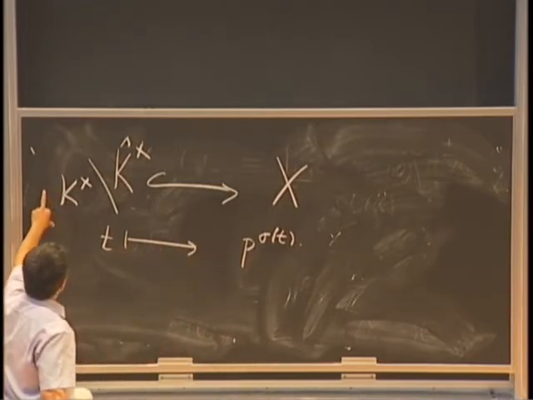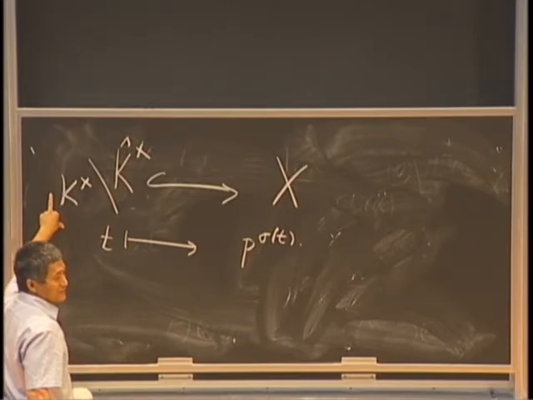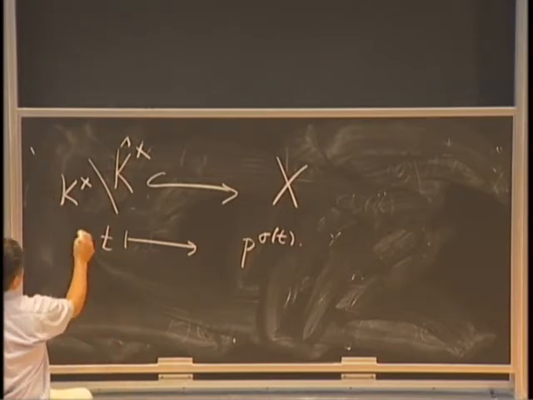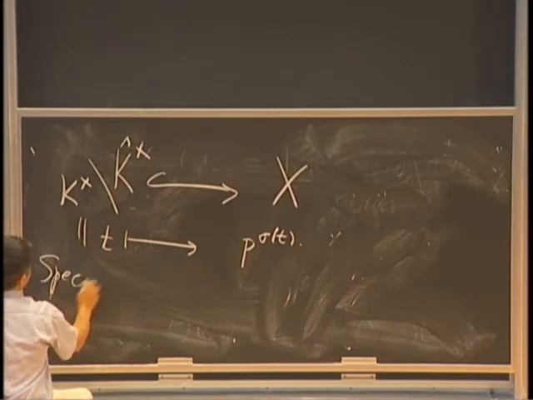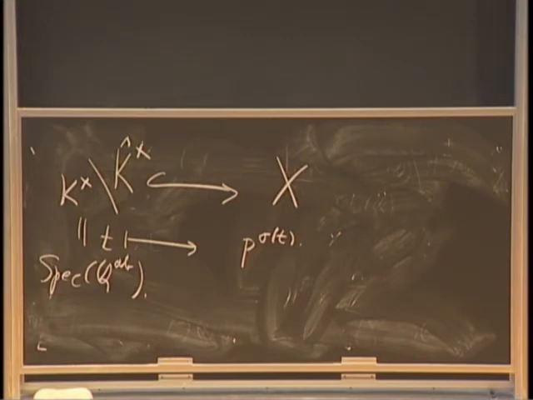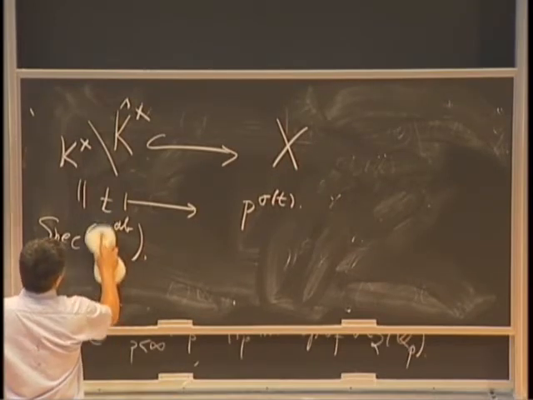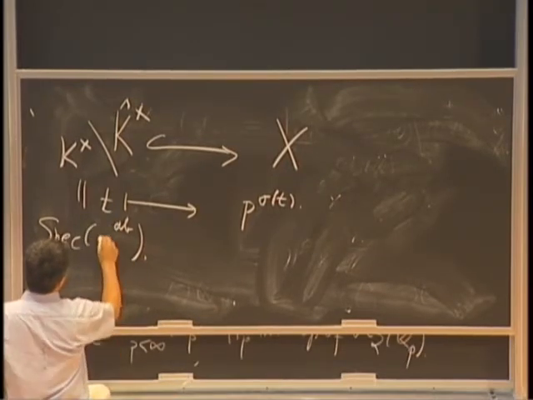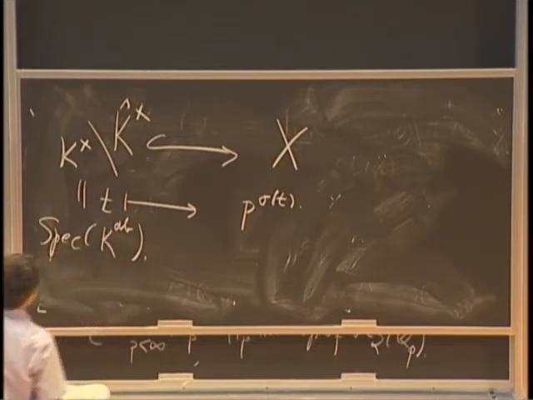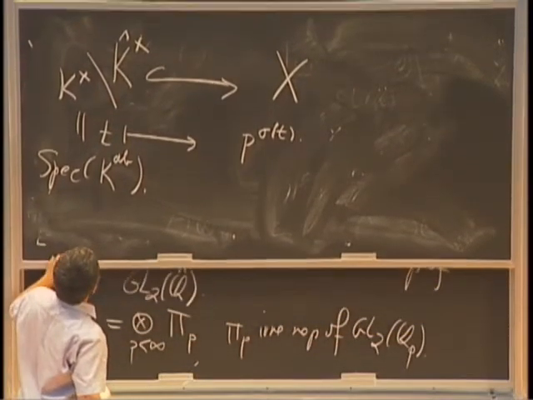These are the Shimura points, zero-dimensional Shimura points. It is essentially Spec K^ab inside.